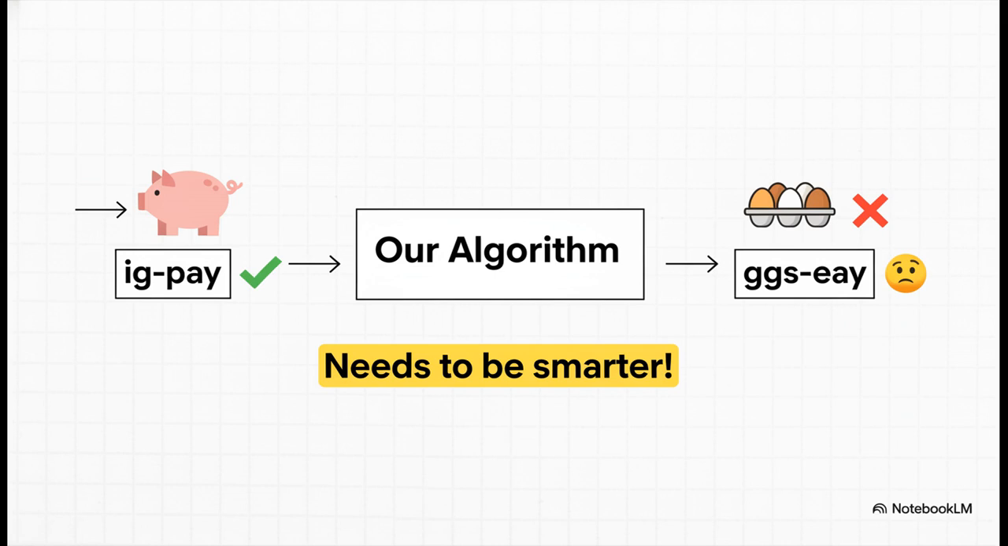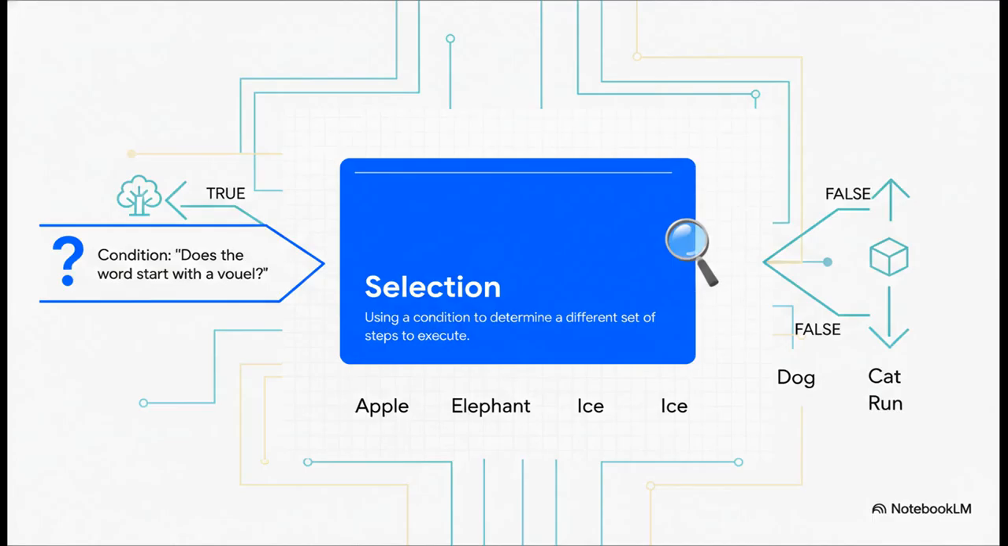Our algorithm isn't smart enough to handle different types of words. It needs a way to make a choice. And this brings us to our second building block, selection. Selection is what gives an algorithm a brain, basically. It lets it make decisions.